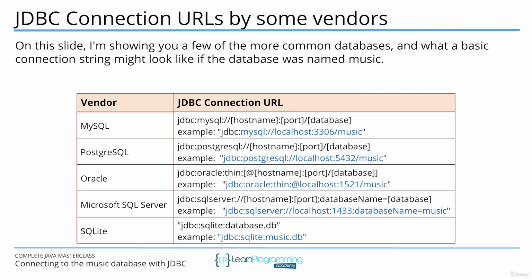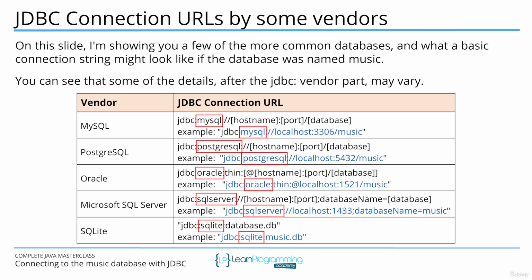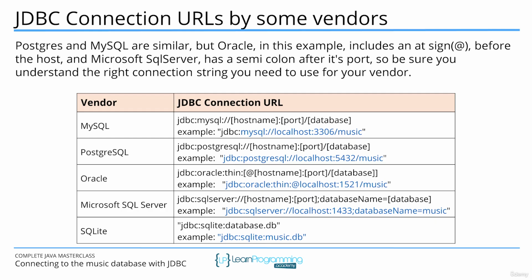On this slide, I'm showing you a few of the more common databases and what a basic connection string might look like if the database was named music. You can see that some of the details after the JDBC vendor part may vary. Postgres and MySQL are similar, but Oracle, in this example, includes an @ sign before the host, and Microsoft SQL Server has a semicolon after its port, so be sure you understand the right connection string you need to use for your vendor.